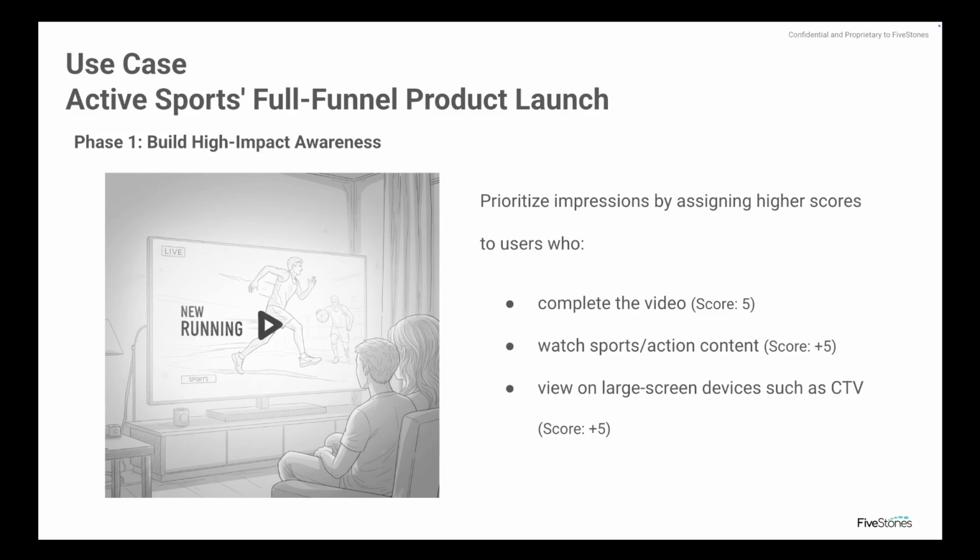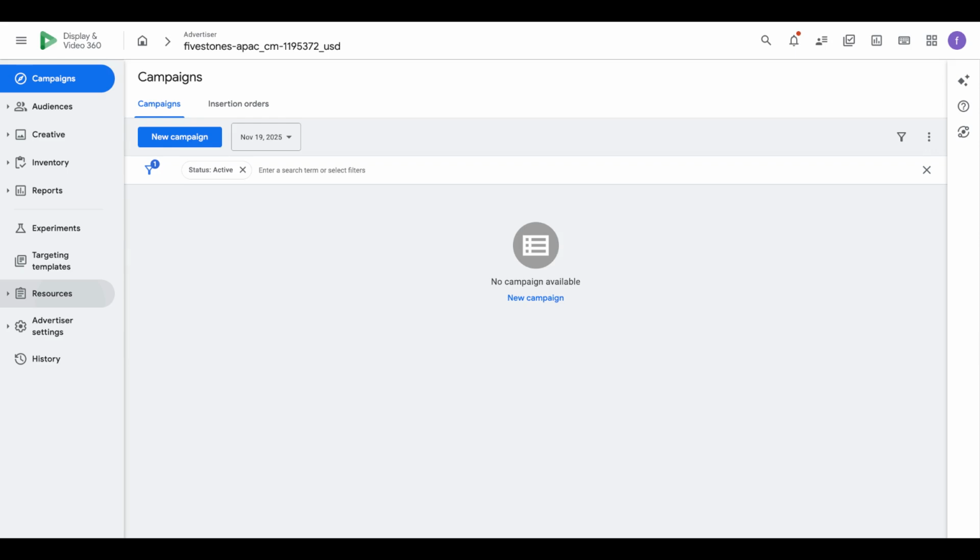For Phase 1 campaign, we will use this insight to design a custom bidding strategy that prioritizes the most valuable awareness signals. We assign higher scores to impressions when the user completes the video, when the content they're watching is sports or action related, and when the ad is shown on large screen devices like CTV. Now, let's walk through how to set up this custom bidding model in DV360 for our Phase 1 campaign.